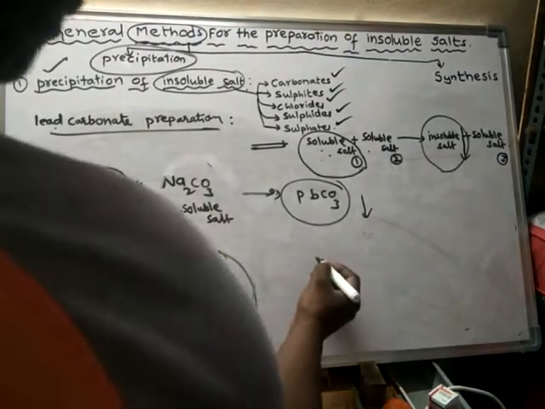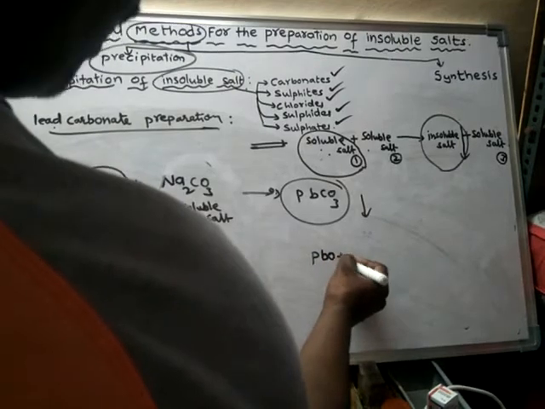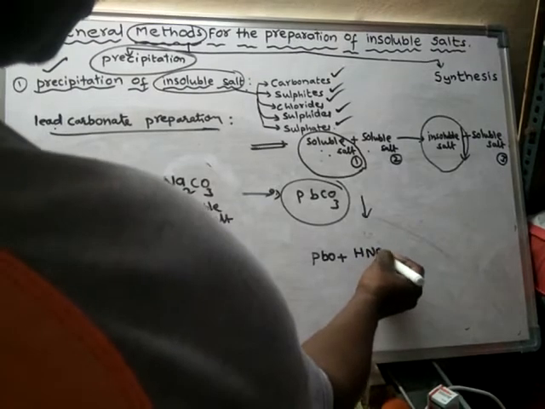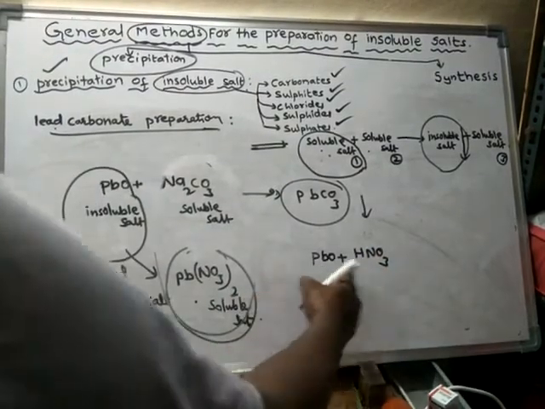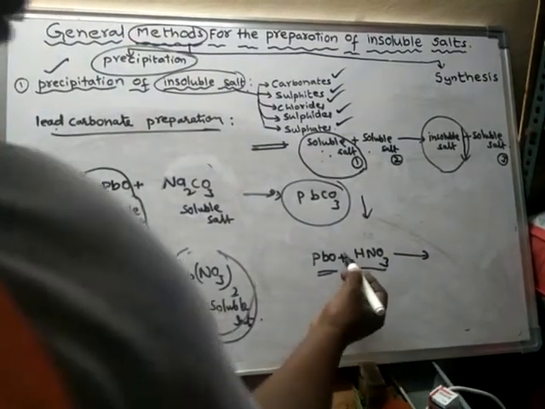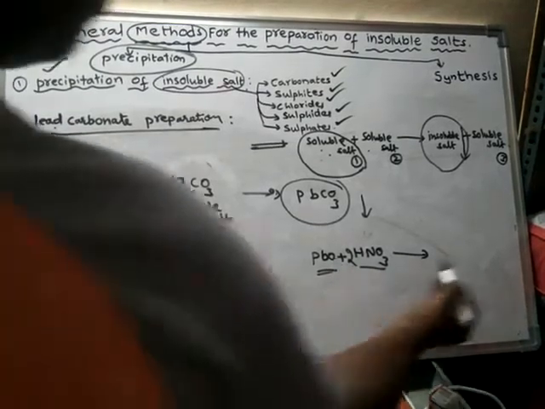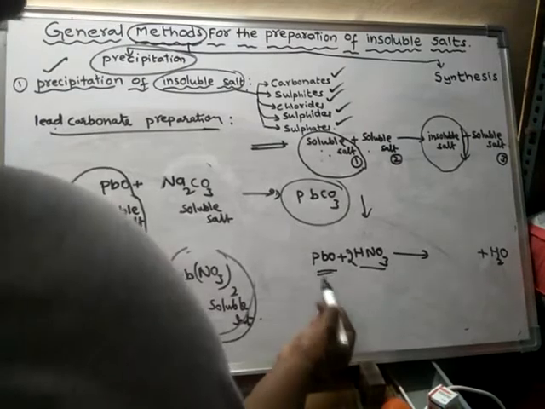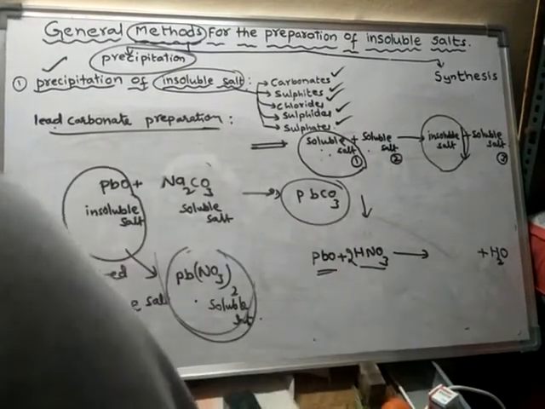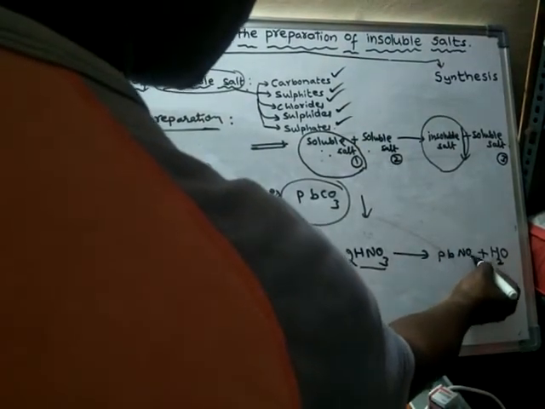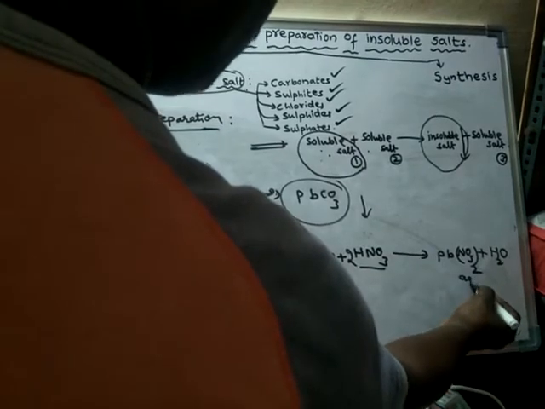Simply take the insoluble salt and react it with nitric acid. If it is made to react with nitric acid, what happens? Water will form. Actually, it is a neutralization reaction, not a double displacement, because this is basic in nature and this is an acid. So what happens? Lead nitrate forms, and lead nitrate is a soluble salt.